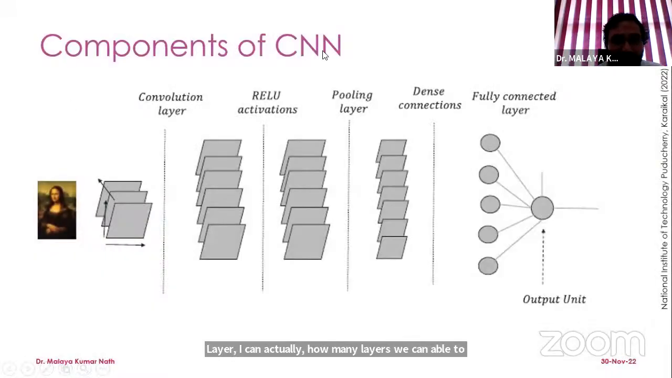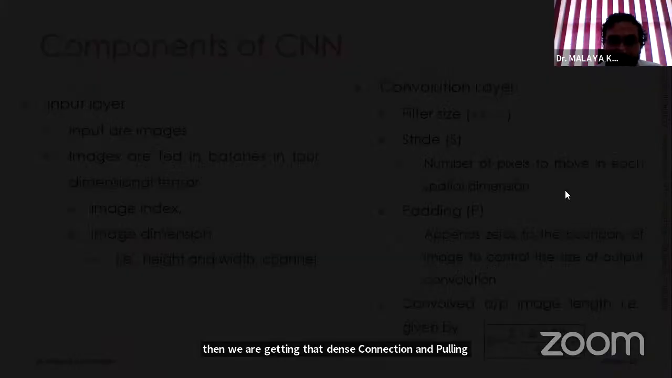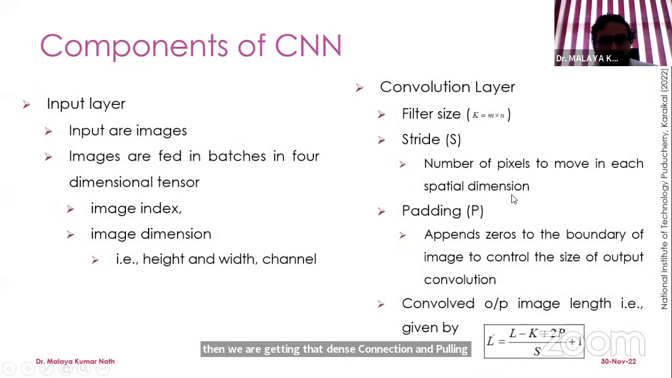Here it is represented in the form of a figure, the components of the CNN. I have taken the Mona Lisa image, which is a color image consisting of 3 channels: red, green, and blue. We perform the convolution with the help of different kernels and get the convolution output. Then we use ReLU activation functions and get the output. Then we perform the pooling layer. Why pooling is very important in a CNN and what advantages it gives, we'll also discuss. Then we get a dense connection and fully connected layer, whose output performs the classification. We'll start the discussion of the components of the CNN after this lunch break.